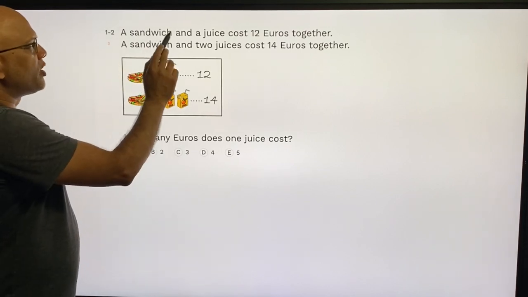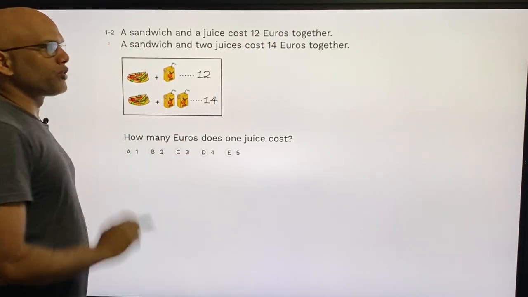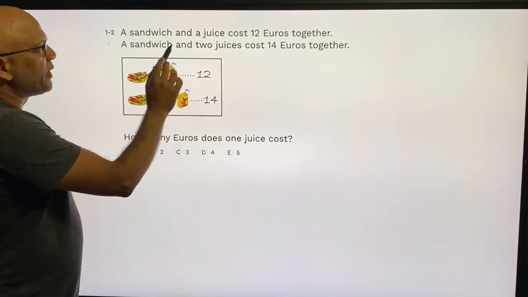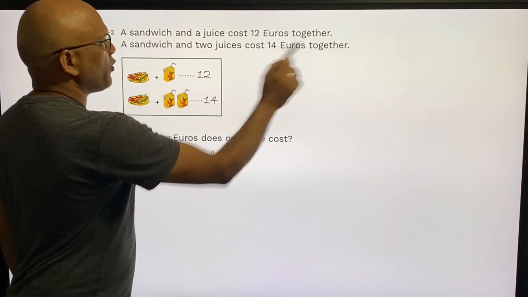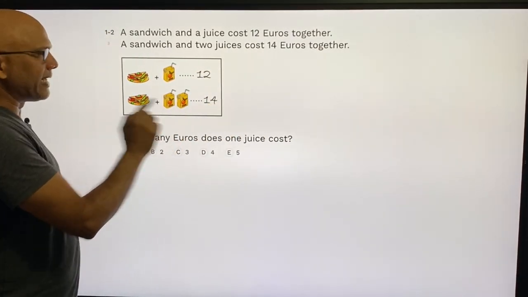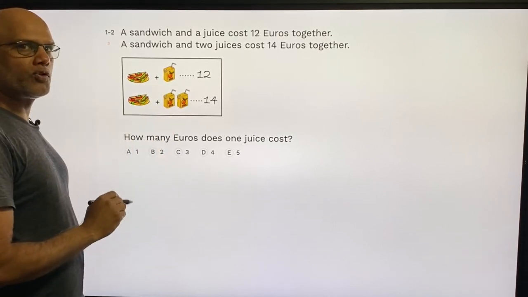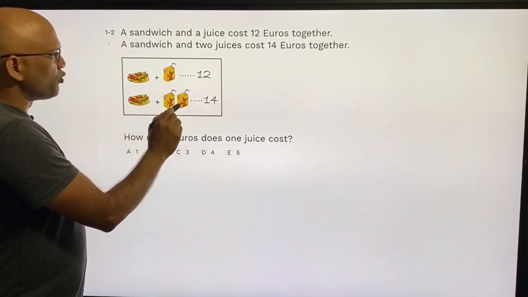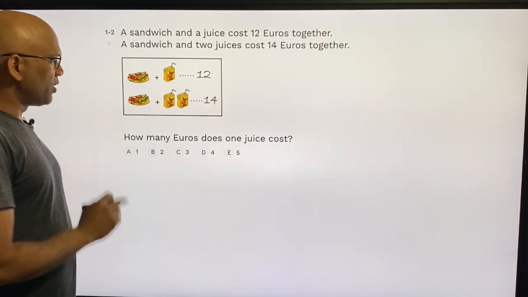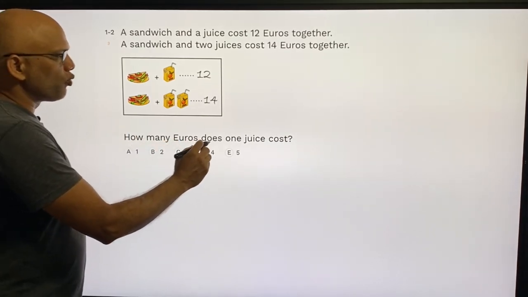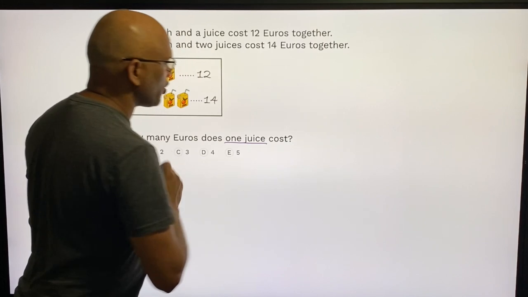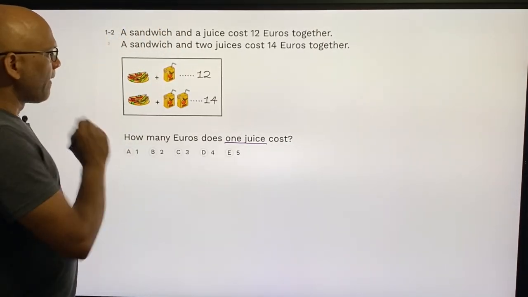A sandwich and a juice cost 12 euros together. A sandwich and two juices cost 14 euros together. We can also see that in the picture here. One sandwich and one juice is 12 euros. One sandwich and two juices are 14 euros. How many euros does one juice cost? So we need to find the cost of one juice.